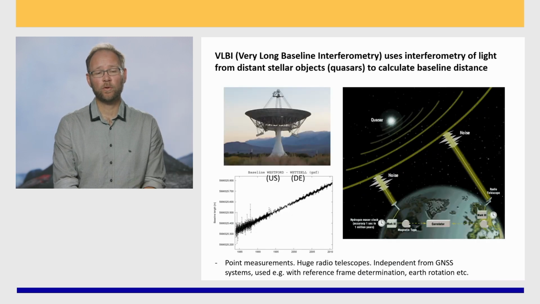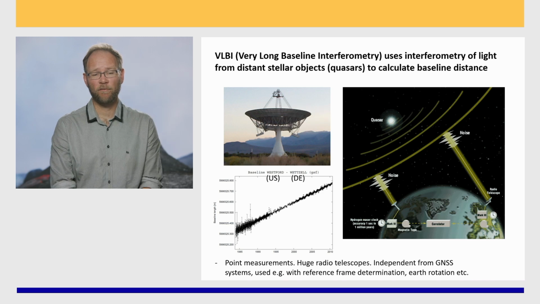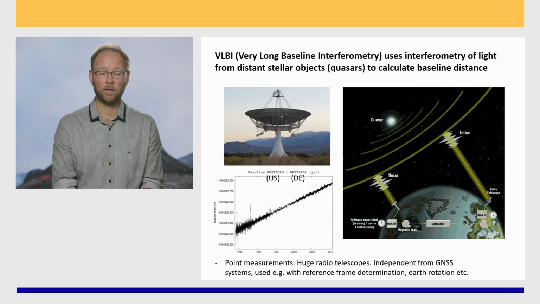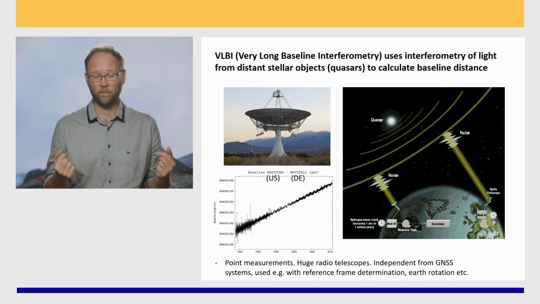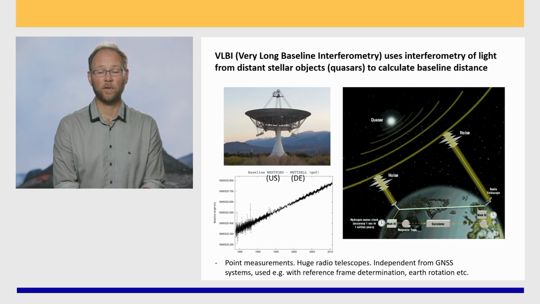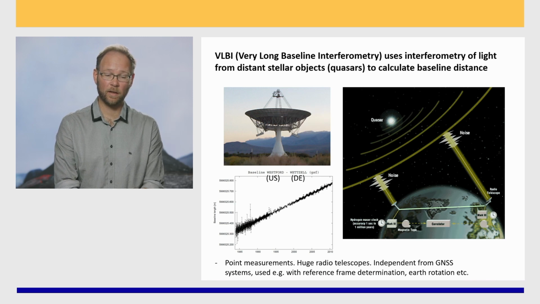So now we move to some different techniques. Very long baseline interferometry is also an interferometric technique. It uses electromagnetic waves or radio waves from quasars, so distant stellar objects that are fluctuating in their light output. And this light is correlated, and it allows the distance between 2 radio telescopes to be calculated quite accurately. And on the lower left here, there's a time series spanning about 25 years, showing the change in distance between a radio telescope in the United States and in Germany.